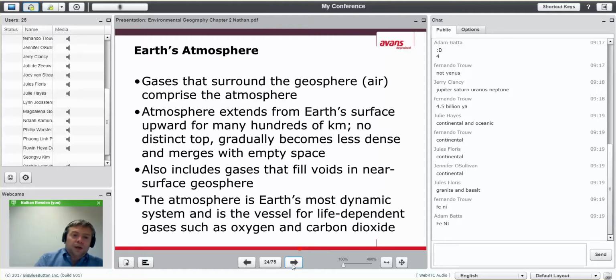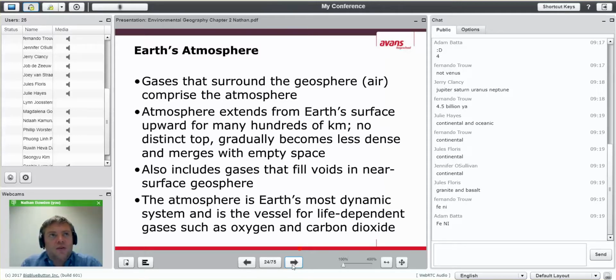So the atmosphere. The atmosphere includes the gases that surround the geosphere. We call this air, and it comprises the atmosphere. The atmosphere extends from the Earth's surface upward for many hundreds of kilometers. So there's no real distinct top. It just gradually becomes less dense and merges with empty space. It should be between quotes, empty space, because of course space is also not completely empty.